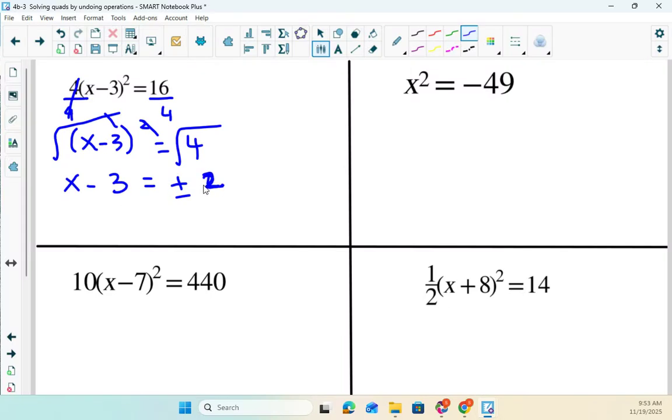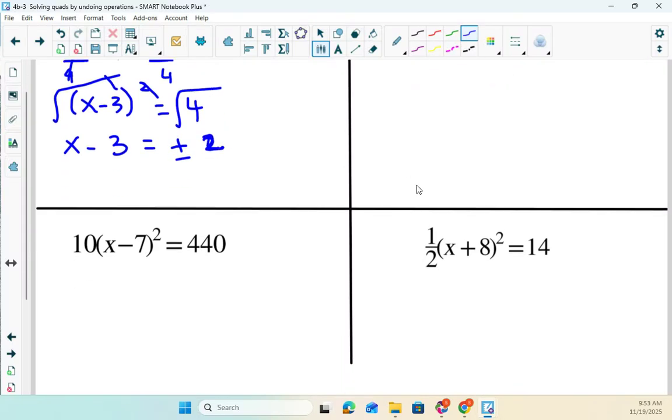Okay, so now you need to separate this into two separate equations because you have to solve for x. So the first one will be x minus 3 is equal to positive 2, and then the next one will be x minus 3 is equal to negative 2. We're going to solve for x in both cases. We're going to add 3 to both sides here, and we're going to have our first solution, x equal to 5, and then we're going to do the same thing here. And we're going to have x equal to 1. So the two solutions will be x equal 5 and x equal 1.